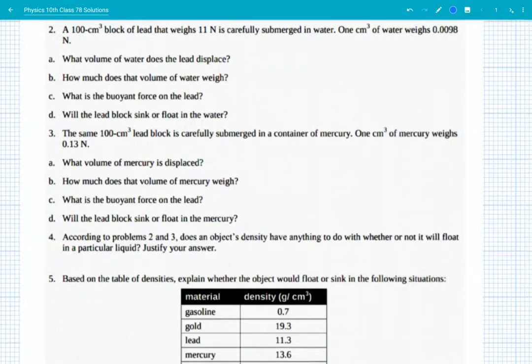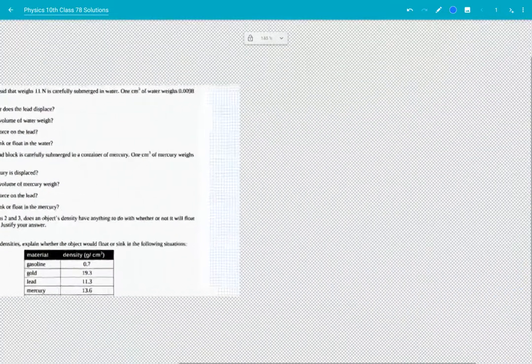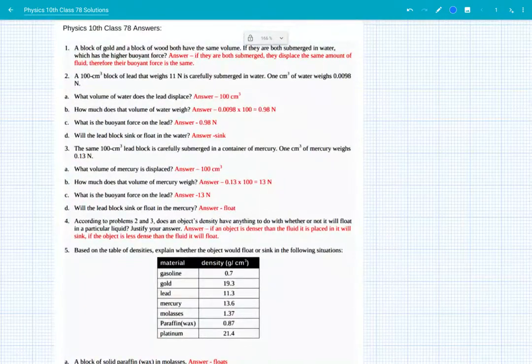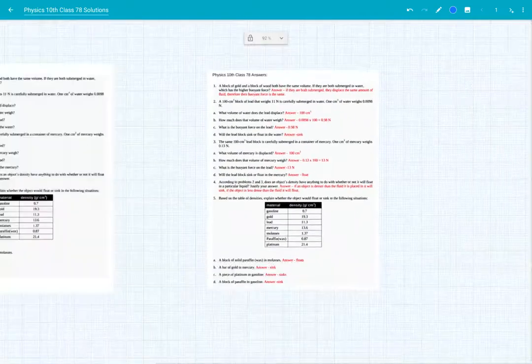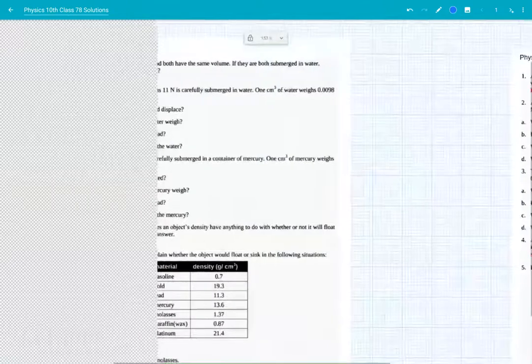C, what is the buoyant force on the lead? Well, we know that the buoyant force is equivalent to the mass of the fluid displaced times gravity. In other words, that's the weight of the fluid displaced. Mass times gravity is weight. So the weight of the fluid displaced is the same as the answer to B. So you'll see that the answer to C is the same as the answer to B, 0.98 newtons. The difference is that in B, this 0.98 newtons is down, and the buoyant force is in the opposite direction, up. But the forces are both 0.98 newtons.